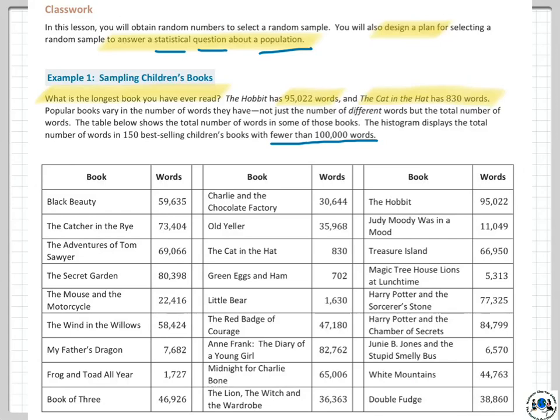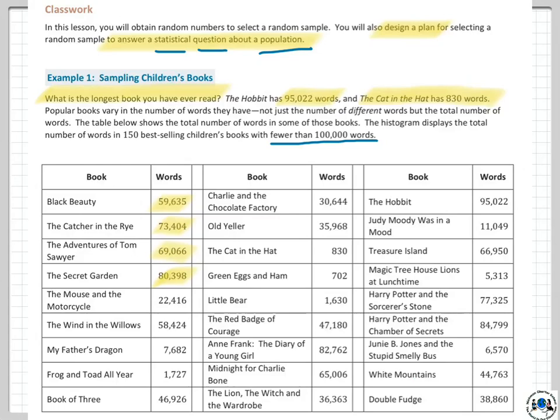And there we go. You could take a look here. Maybe some of your favorites. Black Beauty, 59,000 some odd. Catcher in the Rye, very popular one in high school that you'll be reading. Tom Sawyer, nearly 70,000. Secret Garden, 80,000. I'm sure some of you have read that one. And you can see on and on.